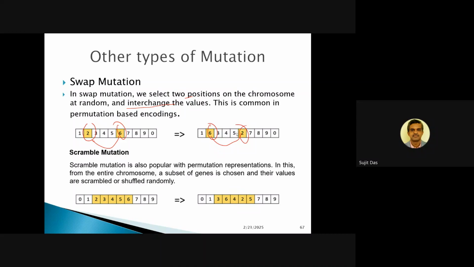Because in the traveling salesman problem, we need to take care that cities should not be repeated. That means in a particular chromosome, there should be no repetition of the cities. Whatever scheme you are using, you need to take care. What is scramble mutation? Again, an interesting thing. We are selecting a subset, then randomly changing their positions. So that also can be applied to this traveling salesman problem.